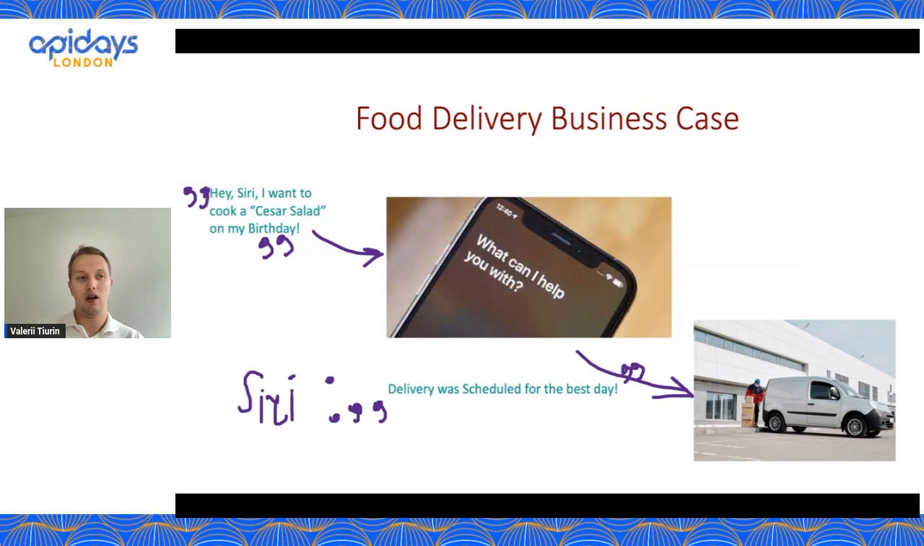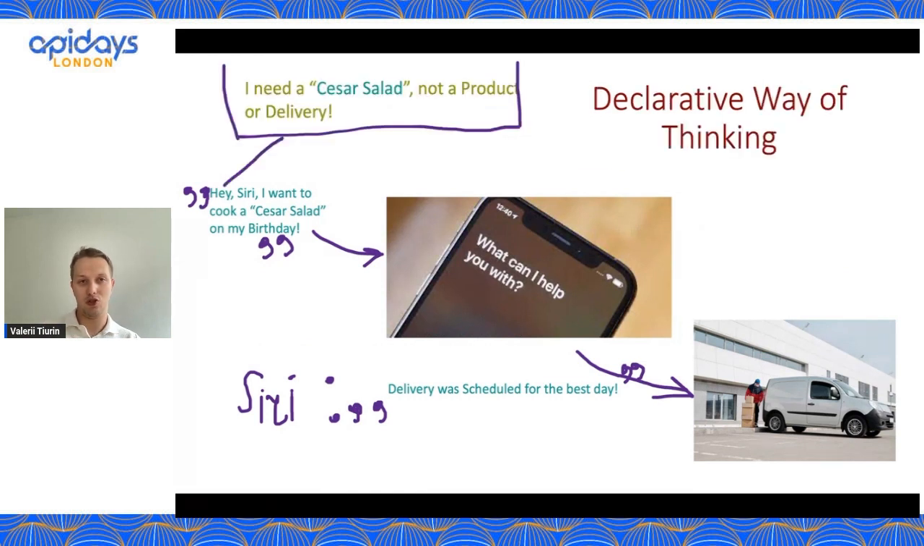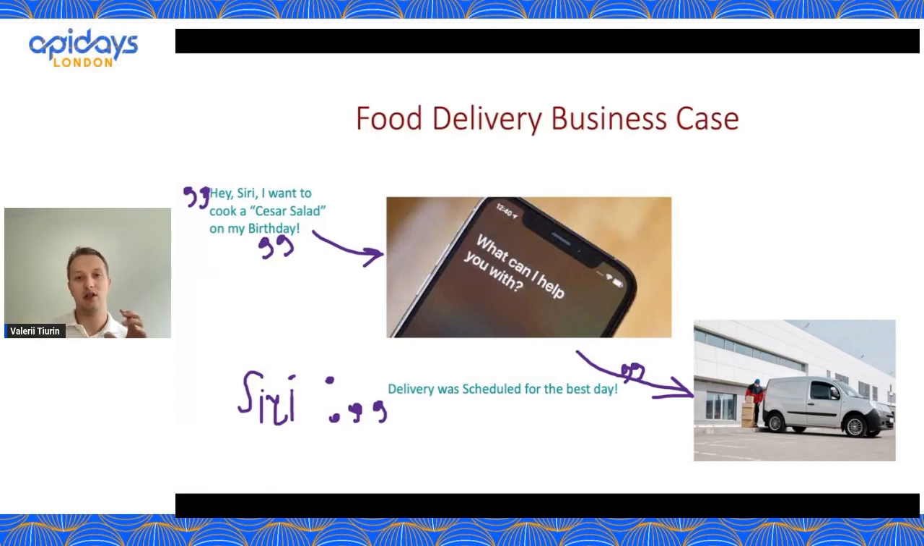Now we're moving from theory to practice examples that I've prepared. The first one is a food delivery business case. And the second one is about the travel e-commerce domain. So you can see here, it's a pretty simple example.